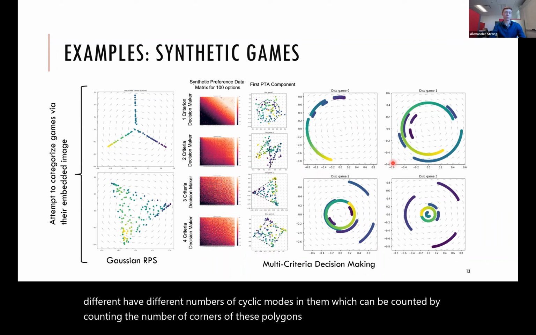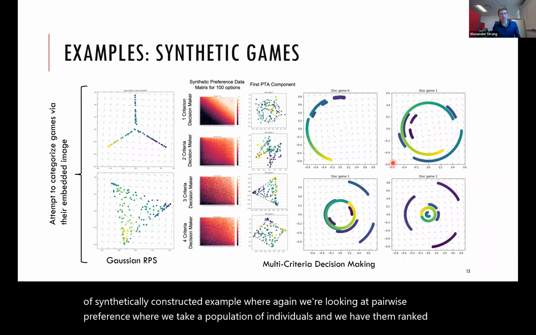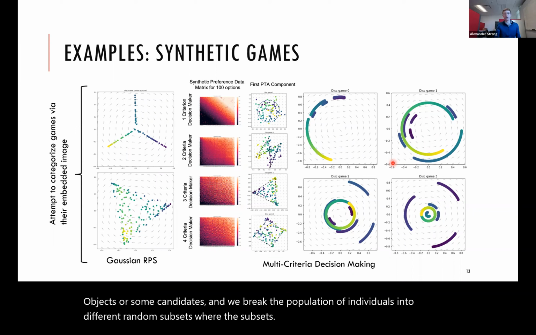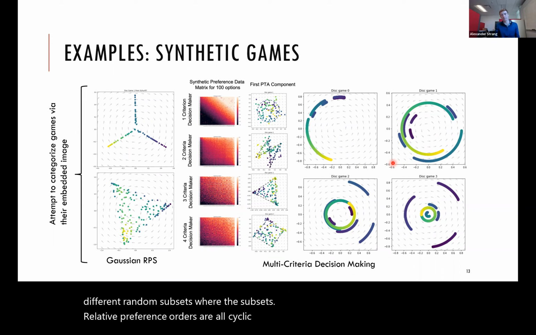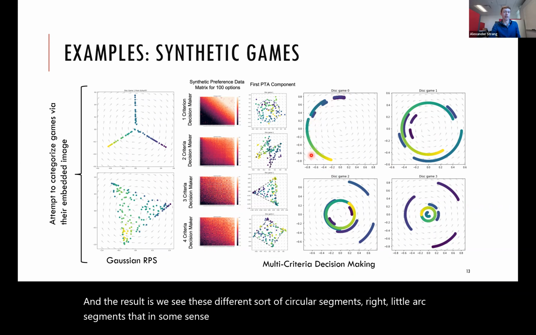This example here is another synthetically constructed example where, again, we're looking at pairwise preference, where we take a population of individuals and we have them rank some objects or some candidates, and we break the population of individuals into different random subsets, where the subsets' relative preference orders are all cyclic permutations of each other. And the result is we see these different circular segments, little arc segments, that in some sense are arising from these different population segments.